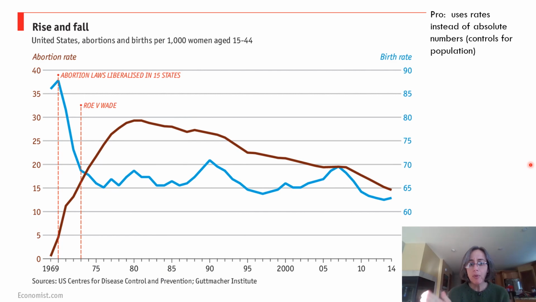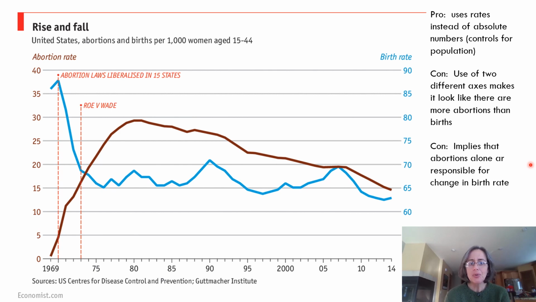So one thing that they did, which is a good strategy, is they used rates instead of absolute numbers, right? So they looked at the rate per 1,000 people of that age. So that's a plus, that's well done. But a few cons. One is they're using two different axes, okay? So like we saw before, here's the birth rate over here, and here's the abortion rate over here, okay? Now, so this is 3 times as high. So these should not be overlapping. They should not be crossing like that, kind of like what we saw before.